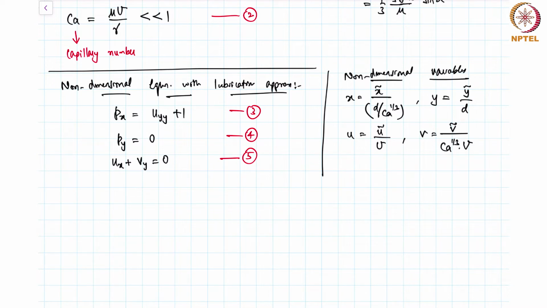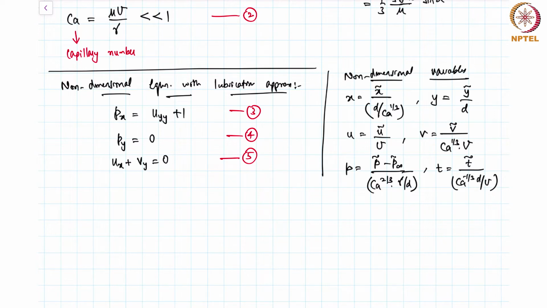times U. And the pressure is taken to be the pressure inside the film minus the dimensional outside pressure, divided by capillary number to the power 2 by 3 times the scale for pressure, that is gamma by D, where gamma is the surface tension. And time is simply taken to be t tilde divided by capillary number to the power 1 minus 1 by 3, times D by U.